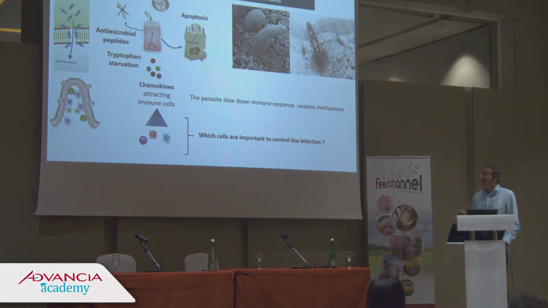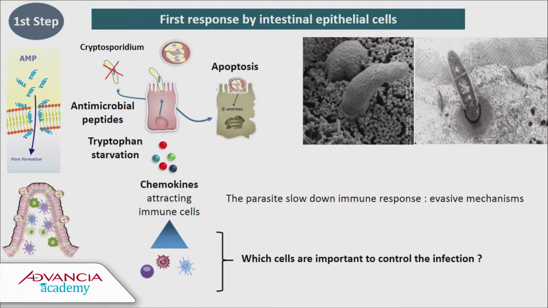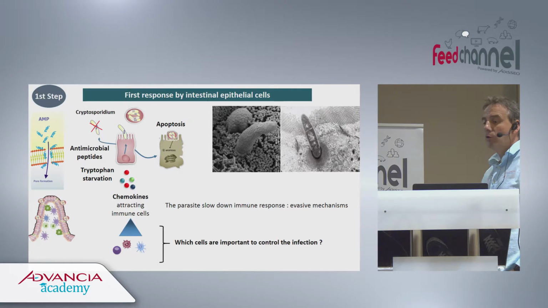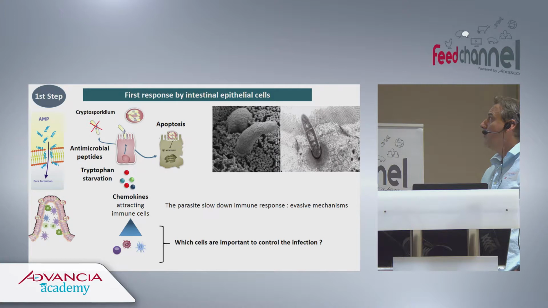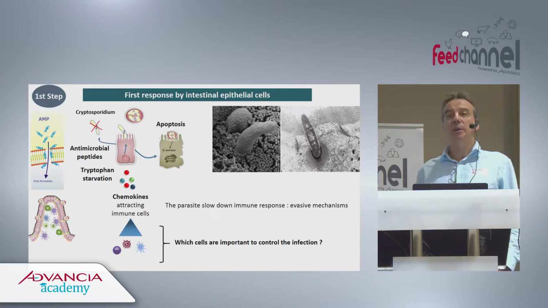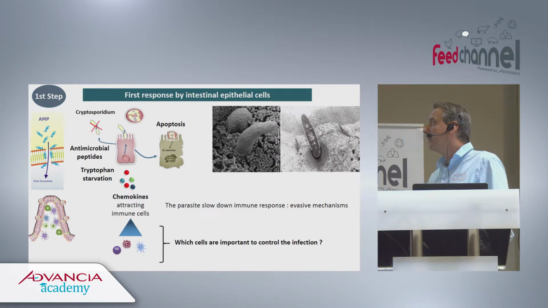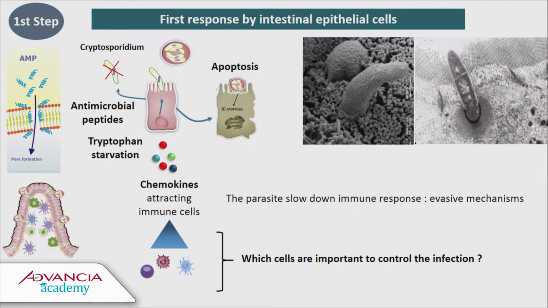So what happens when the parasite first encounters the epithelial cells? Epithelial cells give a first answer. They produce small amounts of antimicrobial peptides, and they can undergo apoptosis, inducing their own cell death. But usually this is not enough to kill the parasite, especially because the parasite has developed evasive mechanisms against most of these different killing mechanisms. Epithelial cells also produce small molecules called chemokines, and these chemokines attract immune cells. In this case, these immune cells will control the infection.